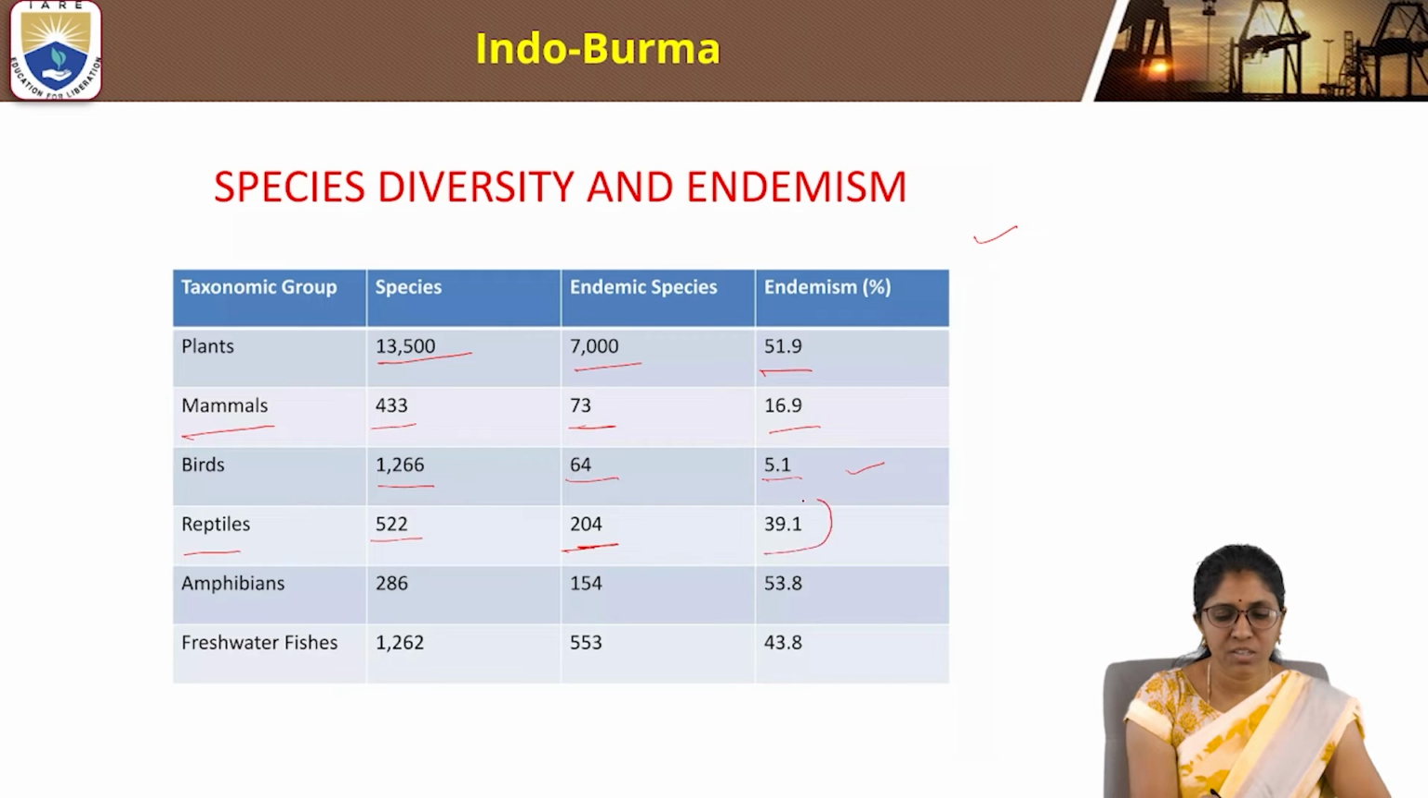For reptiles, the species count is 522 and endemic species are 204, so the percentage of endemism is 39.1. For amphibians, the count is 286, endemic species are 154, and the percentage of endemism is 53.8. For freshwater fishes, 1,262 species are there, and 553 are endemic, so the endemism percentage is 43.8. If we see this table again, amphibians are in danger, with an endemism percentage of 53.8.